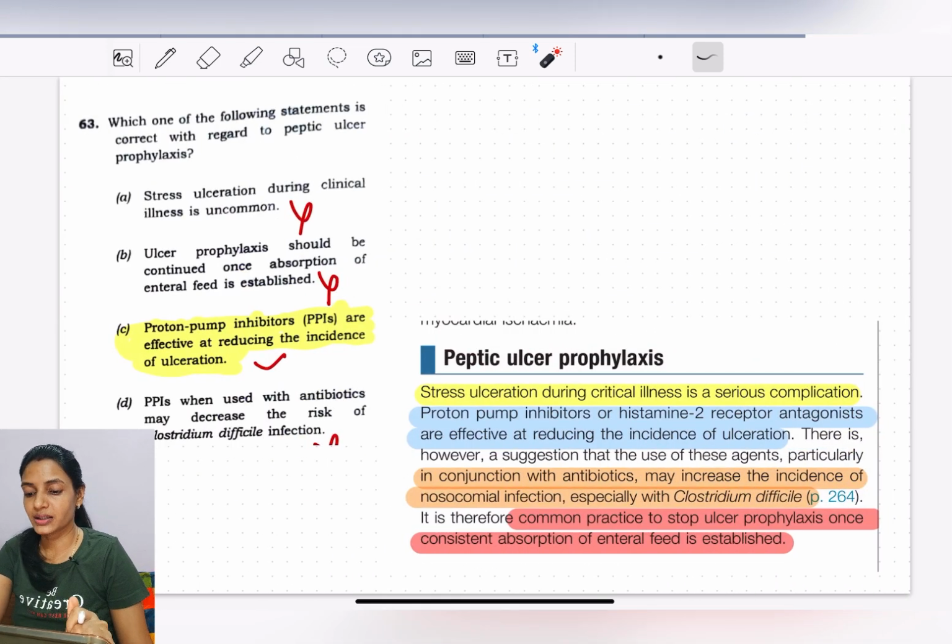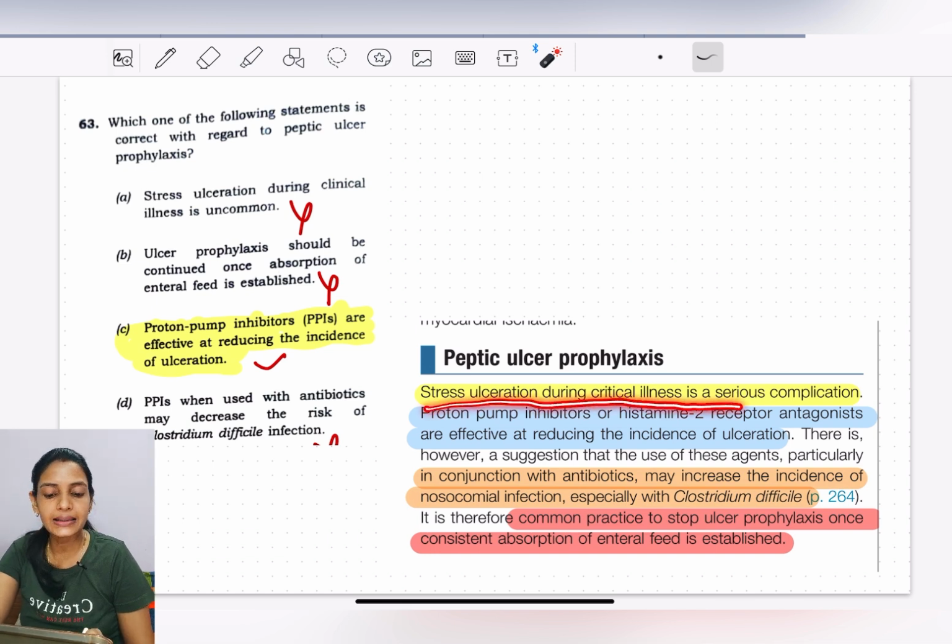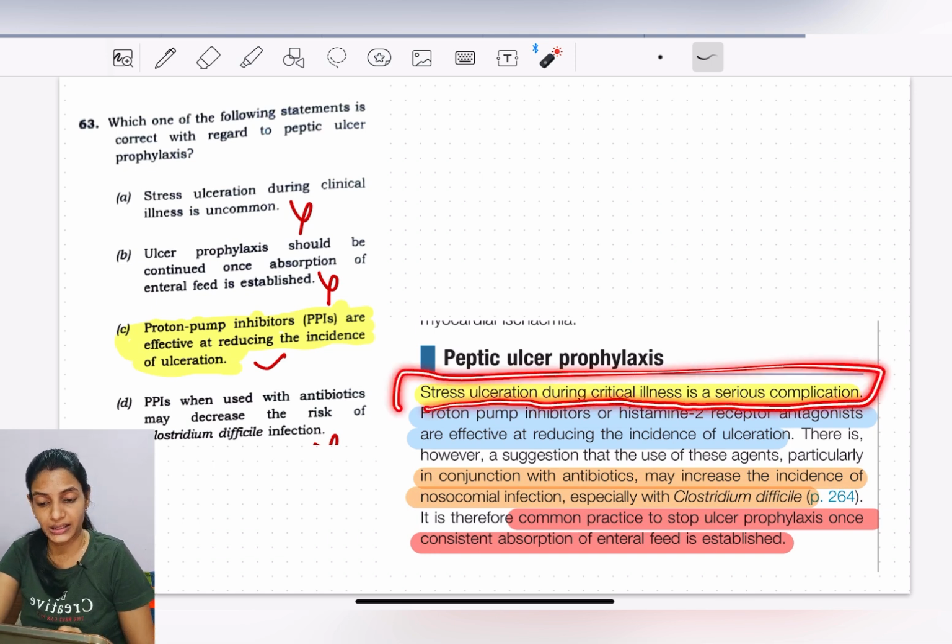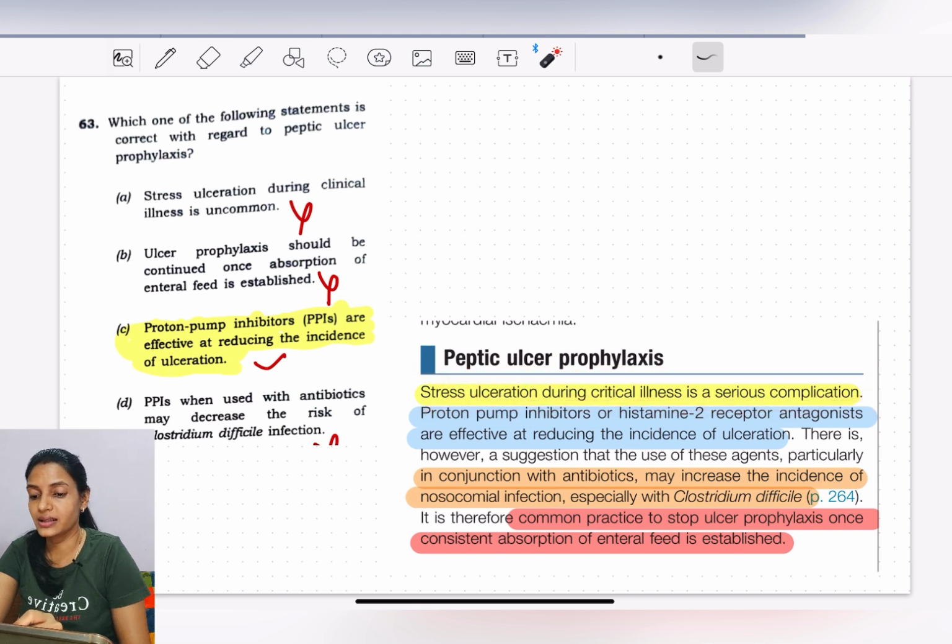About peptic ulcer prophylaxis, stress ulcer during critical illness is a serious complication, so they are talking about the correct statement. So, stress ulcer during critical illness is uncommon?